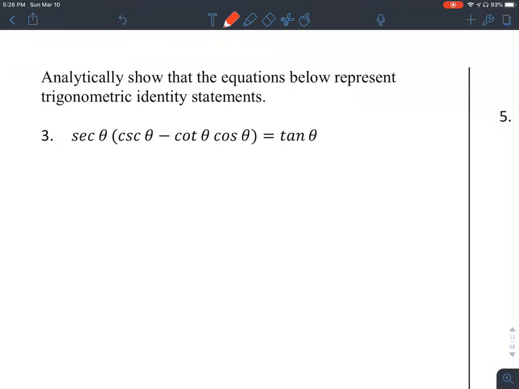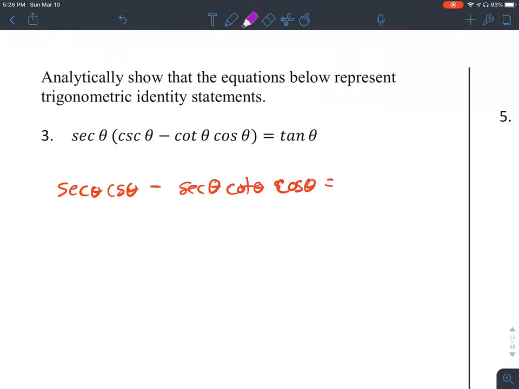Number 3, same directions. The left side is clearly more complicated. So you've got a couple of choices. I could distribute this, then change things in terms of sine and cosine, or I can change things in terms of sine and cosine and then distribute. I'm going to distribute first. So secant of theta times cosecant of theta minus, and then I'm going to have secant of theta times cotangent of theta times cosine of theta.